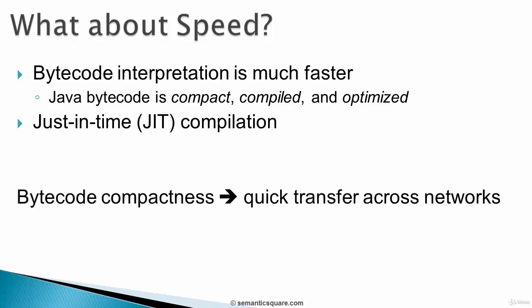Note that Java bytecode's compact form also enables quick transfer of bytecodes across networks. Recall that Java was originally designed to work in a networked environment, where transferring compiled Java programs across different devices was one of the goals. So that's about it, and we have seen how Java bytecodes and the JVM were used to achieve platform independence without compromising on speed.